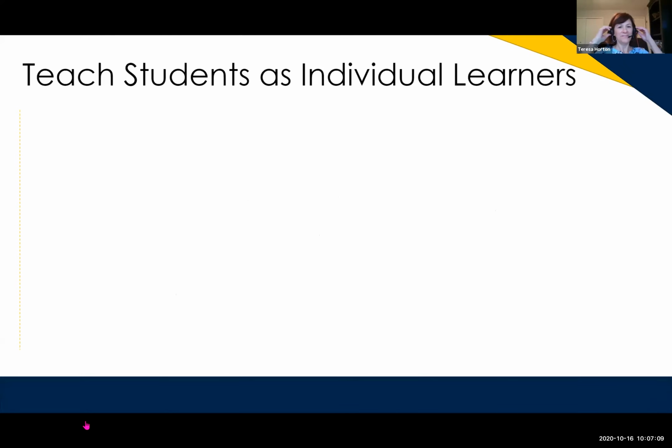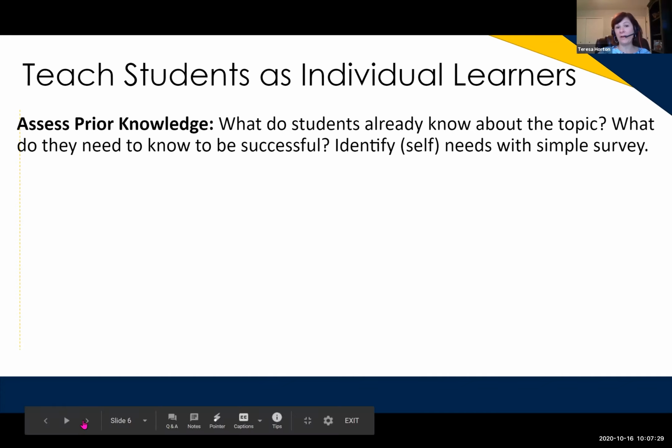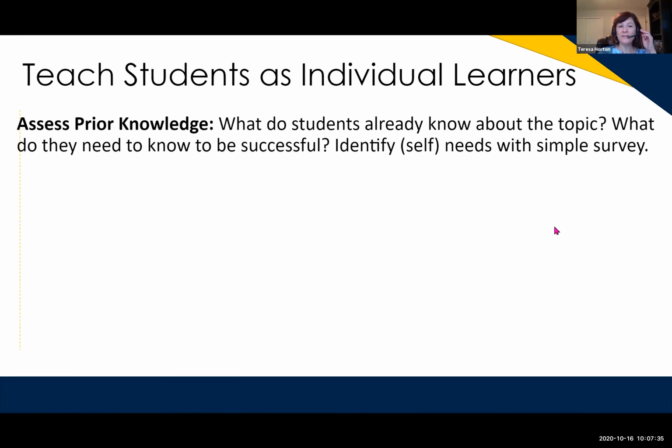So the next thing to think about is thinking about your students as individual learners. While we know they come with a variety of backgrounds, and I think we know that we're going to have a variety of students in our class, really think about the actual individual students that are in your class. And one of the things you can do is assess their prior knowledge. What do they already know about the topic? Have you assessed that? And what do they need to know to be successful?